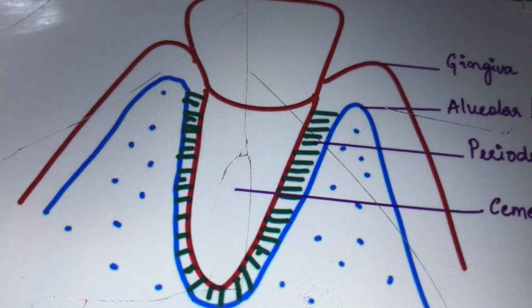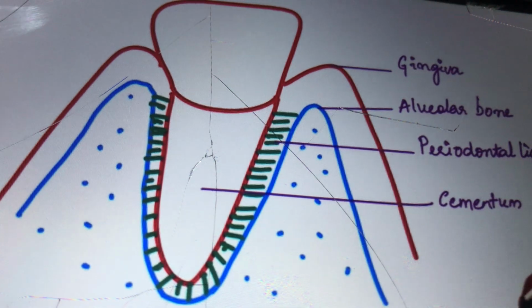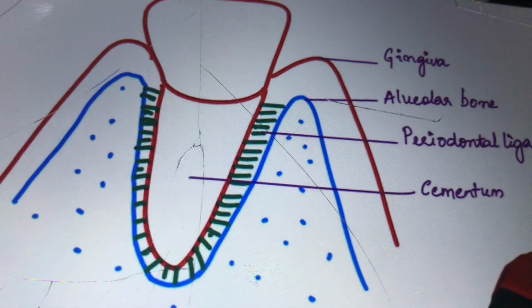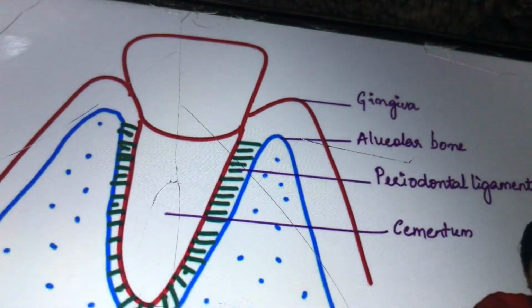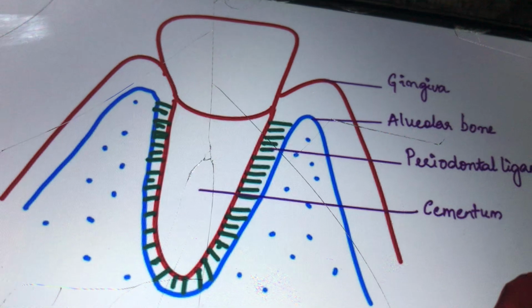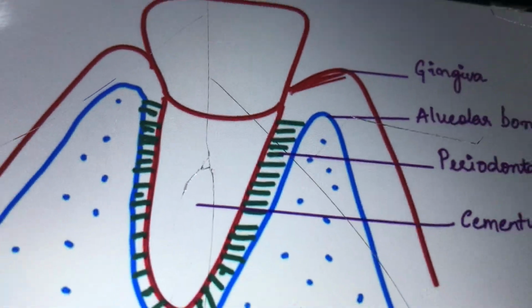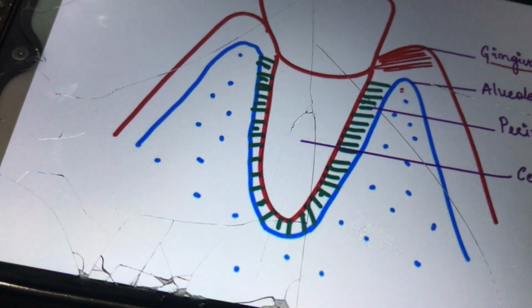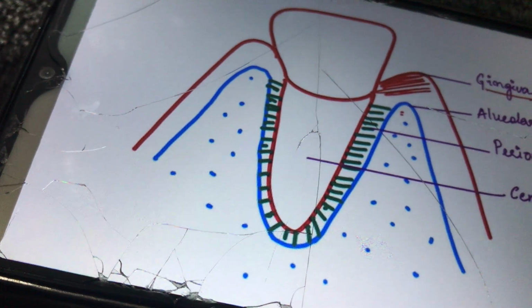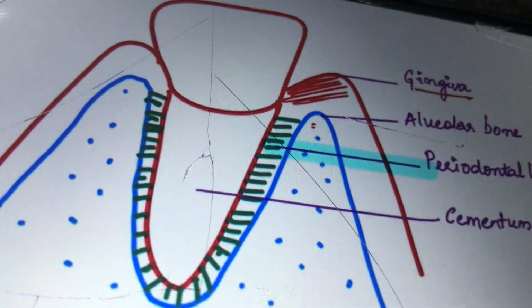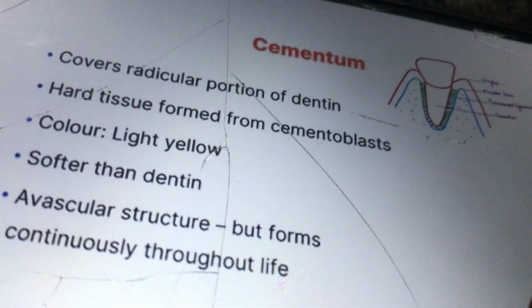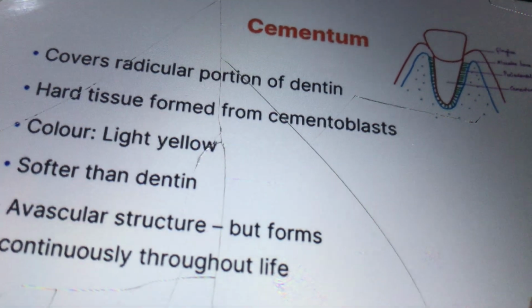Now let's see a little more detail into each tooth supporting structure. You can see in the diagram here, I have tried to depict where is the gingiva, where is the alveolar bone, where is the periodontal ligament and the cementum. This outermost covering that you're seeing is your gingiva, and then this is your alveolar bone, this is your periodontal ligament, and this is the cementum, which is the outermost covering of your root. Let's delve into more detail of each of the tooth supporting structures.